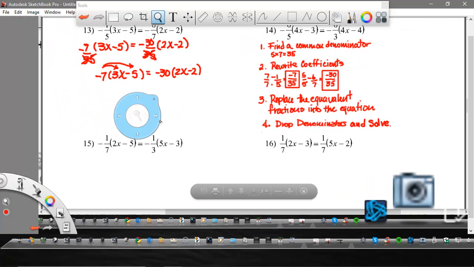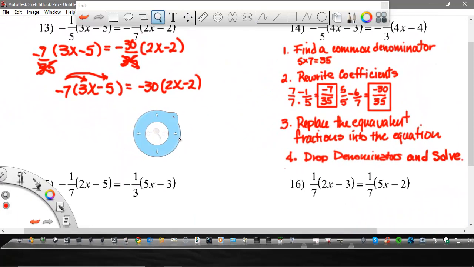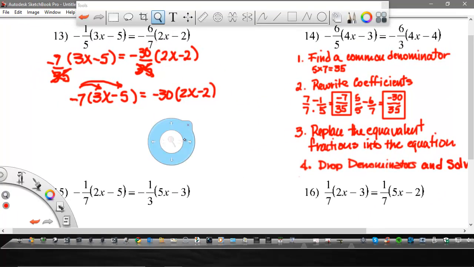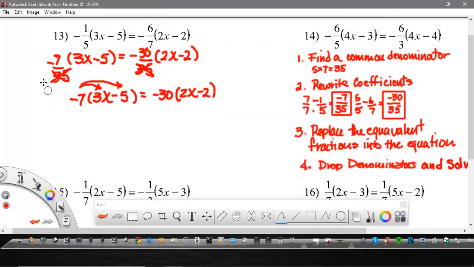Okay, you can see I switched things around so we can solve this a little bit easier. You can see that we've got my steps over here. So remember, we found a common denominator which we knew was 35. We took each one of these coefficients that we see right here. We wrote 5 times 7 would give me the 35 here. Negative 7 times the negative 1 would give me the 7, and so forth. And so this is the equation that we come up with.